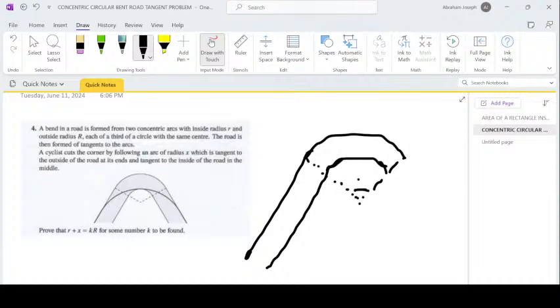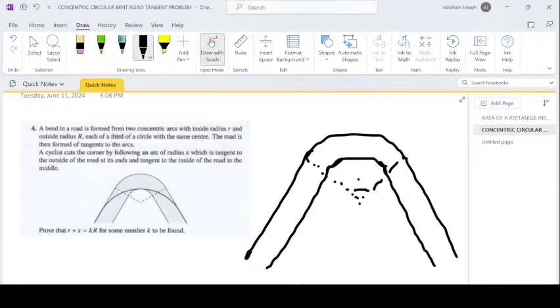Similarly, we have another straight line that goes this way and that goes this way. So this is how the road looks like. This is where the cyclists can go through. But they said the cyclists cut the corners by following an arc of radius x, which is tangent to the outside of the road.